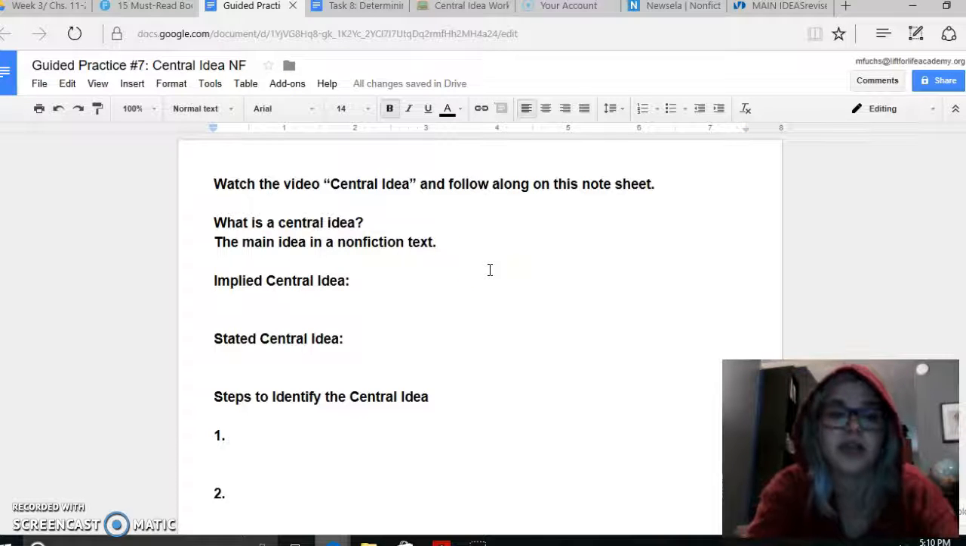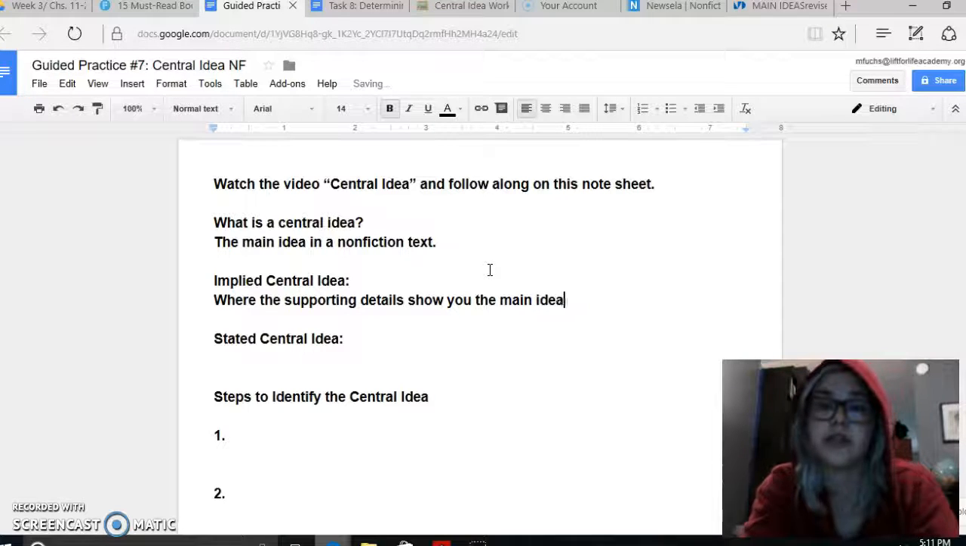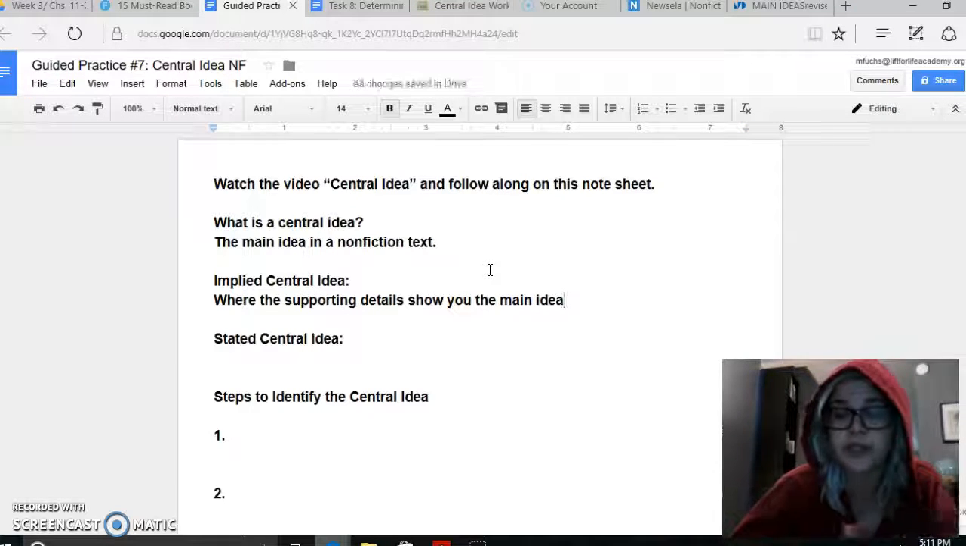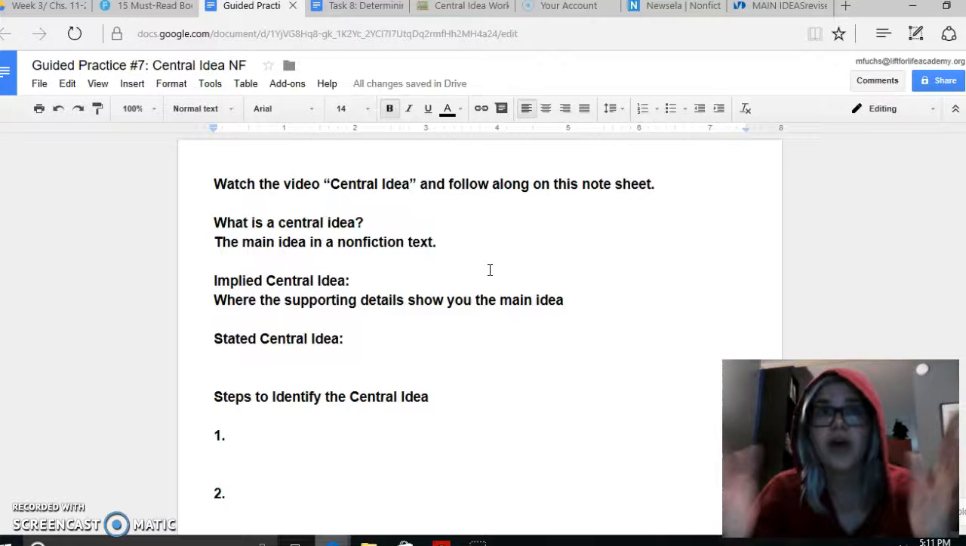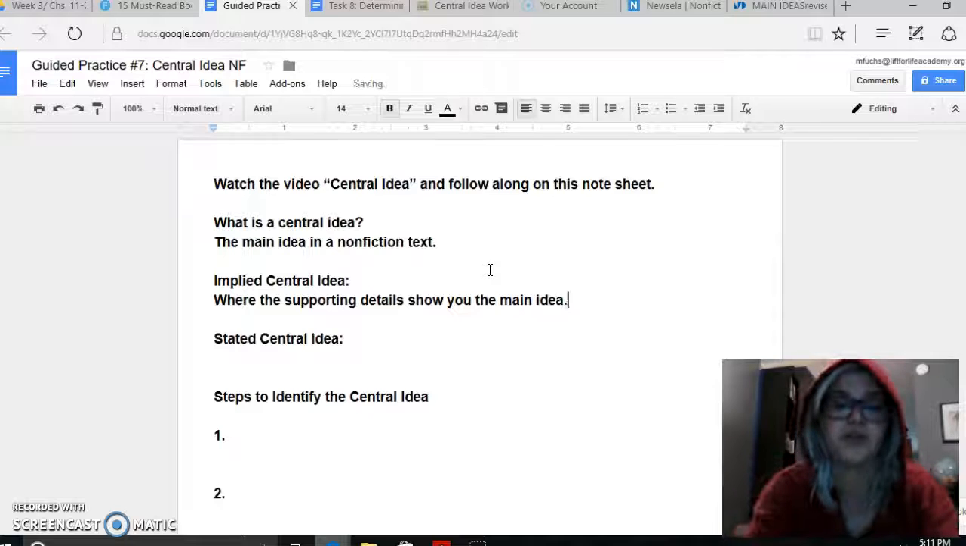We have an implied central idea. This is where the supporting details show you the main idea. So it's not like, here, this is what this is going to be about. It's like you have to make an inference. It's implied, so you have to infer.